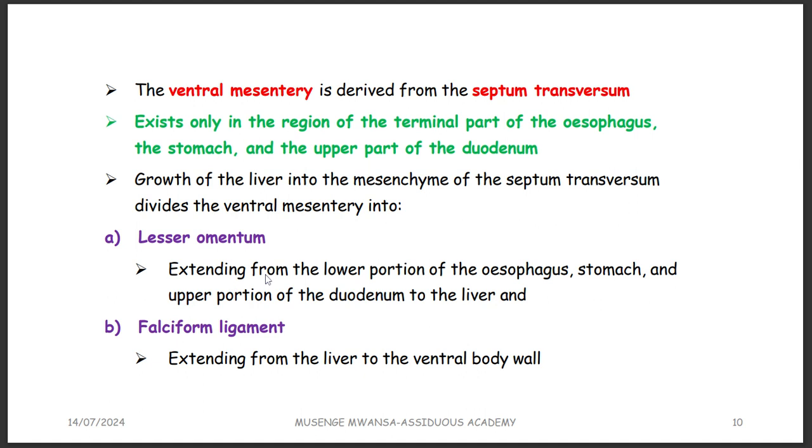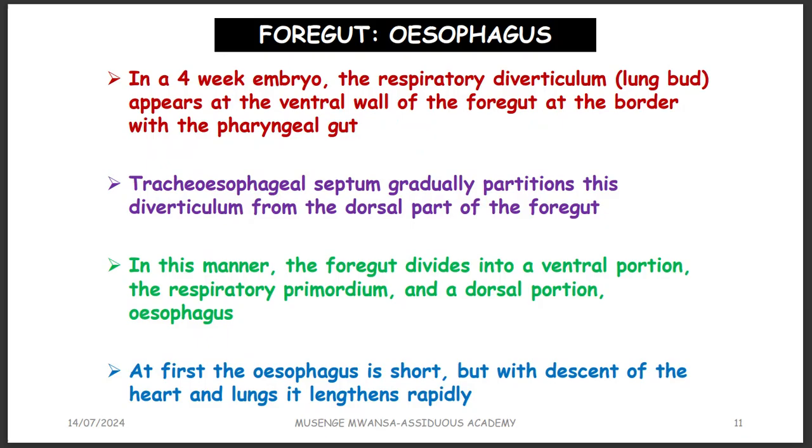The lesser omentum is going to extend from the lower portion of the esophagus, stomach, and upper portion of the duodenum. Like you're starting from the esophagus, right? Connecting the esophagus, the stomach, and then covering the duodenum and to the liver. And then the falciform ligament is going to extend from the liver to the ventral body wall. You know the ventral body wall? Just like we have got a posterior wall, like at the back. The intestines are attached to the back. So the liver is also attached to the front. Okay, that's the ventral body wall. So take note of the falciform ligament, very important structure.